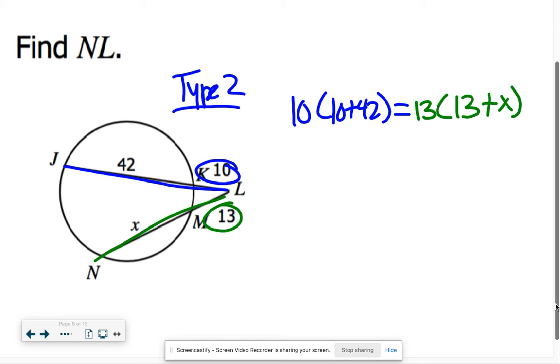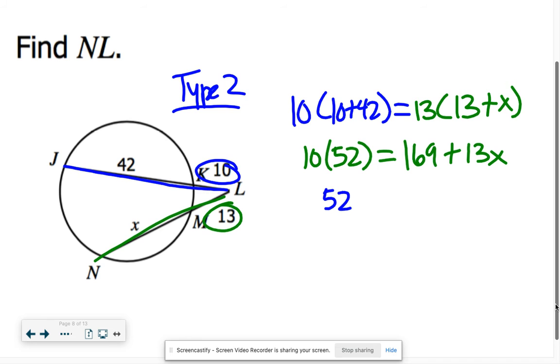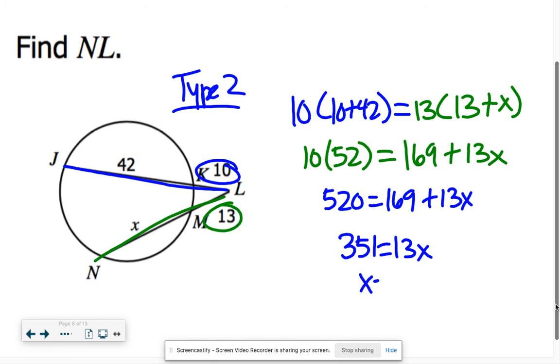And now we just simplify. So 10 times 52, distribute that 13, so we get 169 plus 13x. 10 times 52 we know is 520. Subtract over that 169 and we should get 351. Divide out, we should get 27.